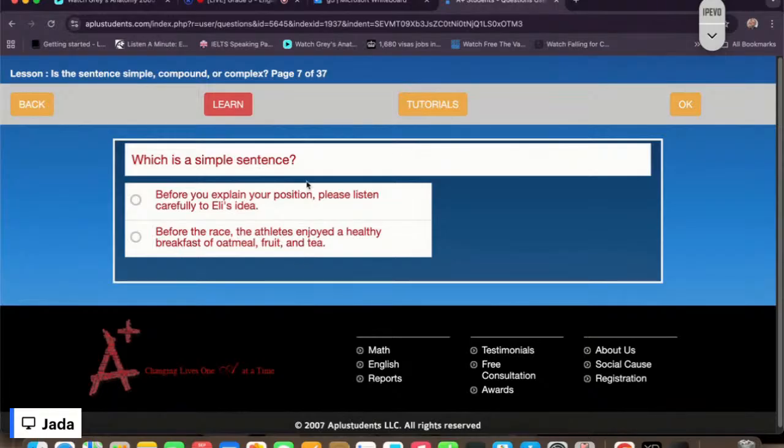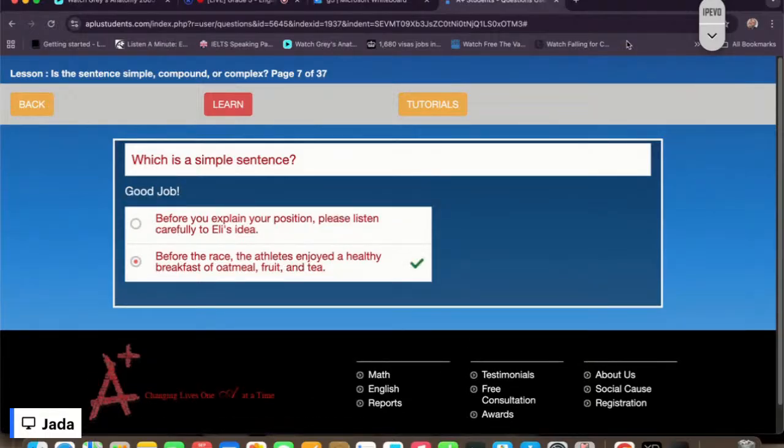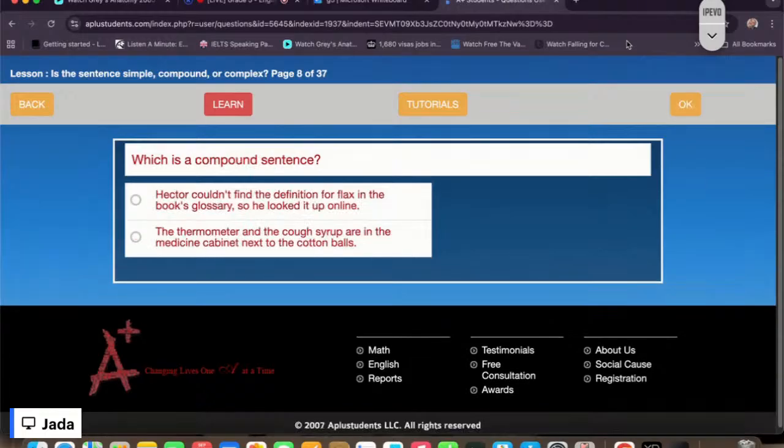Okay, so simple sentence, we have what? The first or the second? Okay. So we have: before the race, the athlete enjoyed a healthy breakfast of oatmeal, fruits. Okay. So which is the compound sentence here? First or second?